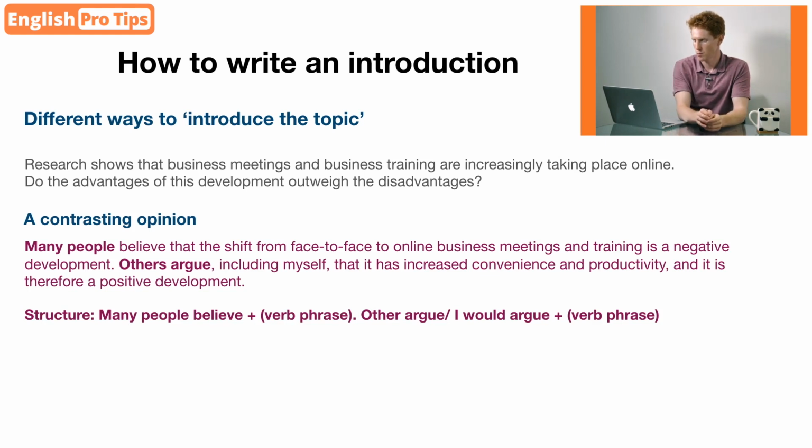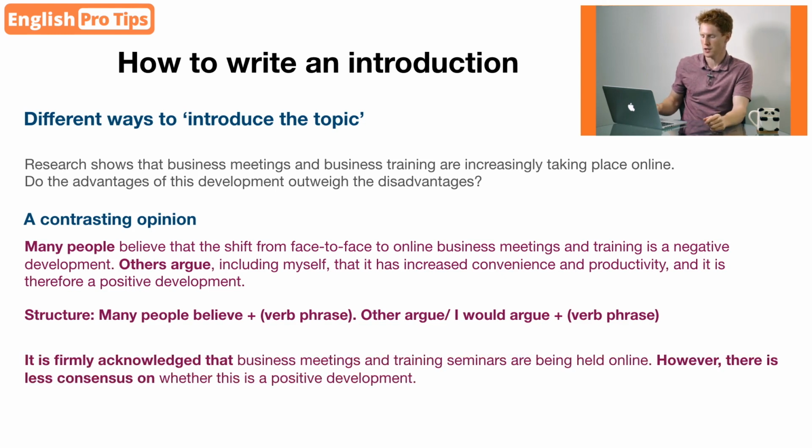Let's look at the structure. Well, they have many people believe, and then the verb phrase, then a full stop, and then others argue, or I would argue, and then a verb phrase. Let's have a look at another example of a contrasting opinion structure. It is firmly acknowledged that business meetings and training seminars are being held online. However, there is less consensus on whether this is a positive development. This introduces the topic very well.